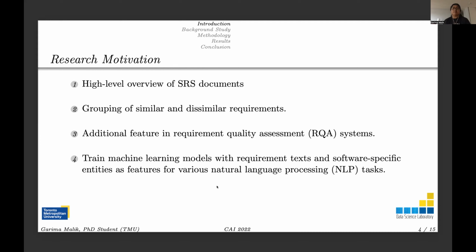And then additionally, we can also train some more machine learning models with requirement text and software specific entities as features for various NLP tasks, such as requirement classification or maybe SRS document summarization or document clustering in SRS documents.